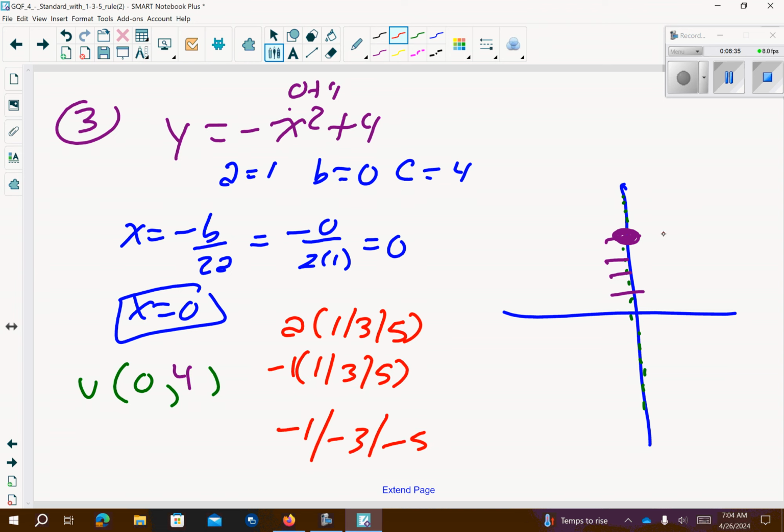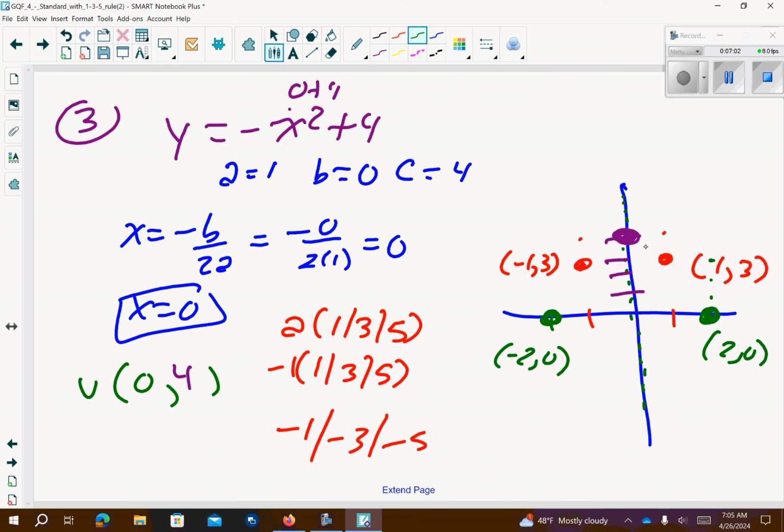So I'm going to go right 1, down 1. That takes me to 1, comma 3. Left 1, down 1. That takes me to -1, comma 3. If I do one more, I go right 1, down 3. Look what happened. Left 1, down 3. So we found where it crossed the x-axis. And there we go, there's our parabola. Some of them I make wider because I'm just drawing it.